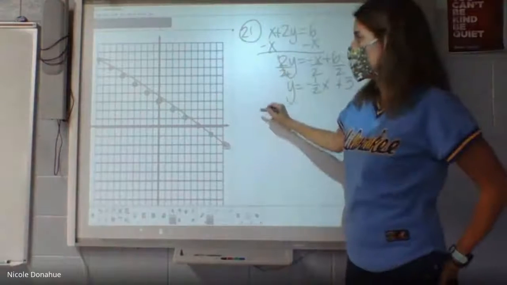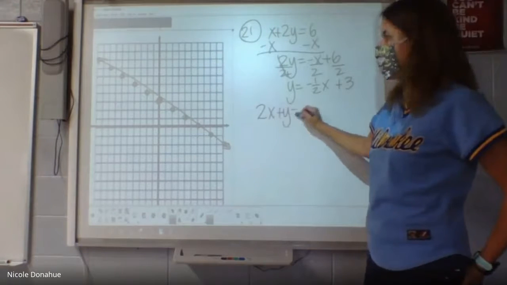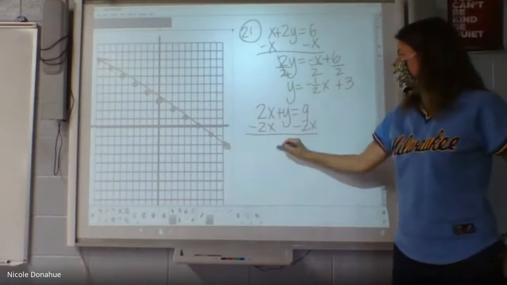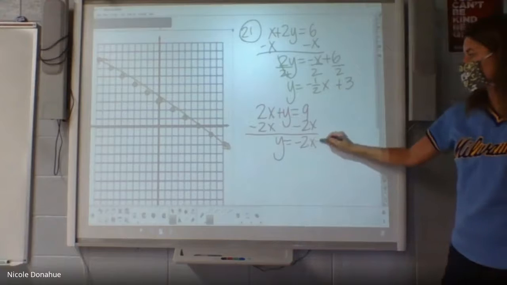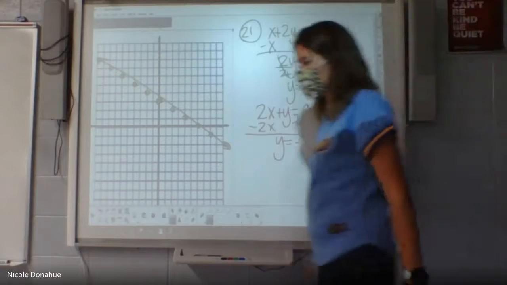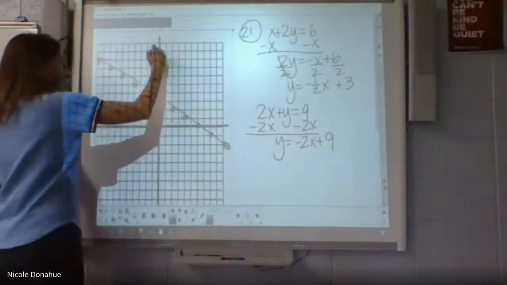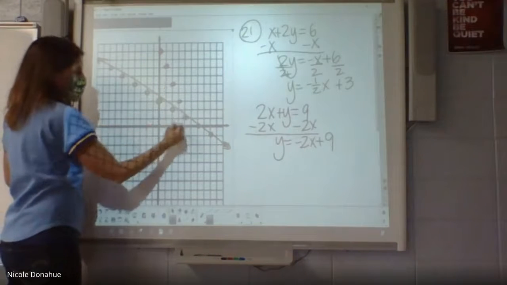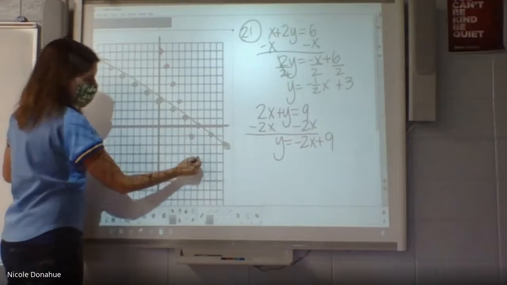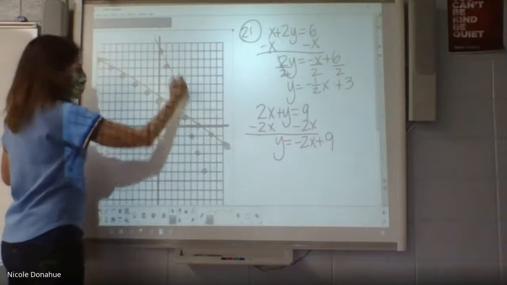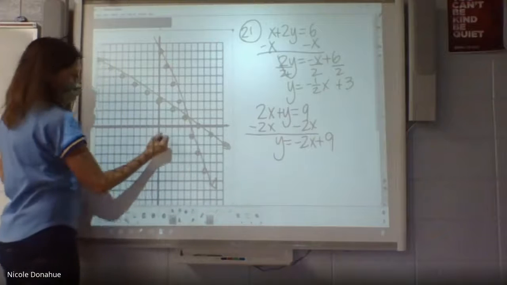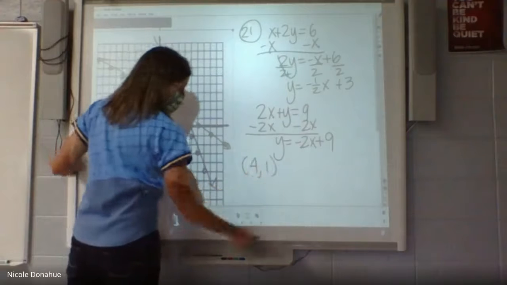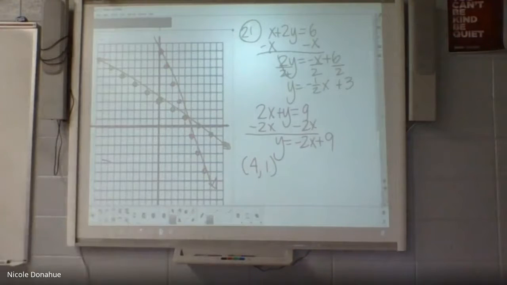My other line is 2x plus y equals 9. I'm going to move this 2x over. So this one I'm going to begin at 9, and then go down 2 and over 1, down 2 over 1, down 2 over 1, and there we hit. Sorry, that's not restricted. 1, 2, 3, 4, and up 1. So hopefully if you made a mistake, you figure out where you went wrong.